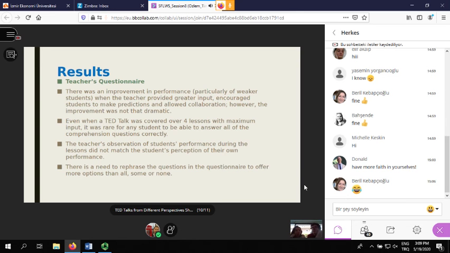Results. I guess that's the important part. We did see an improvement in the performance of certainly weaker students if there was more teacher input. However, and this is probably quite important, the improvement was not that dramatic.